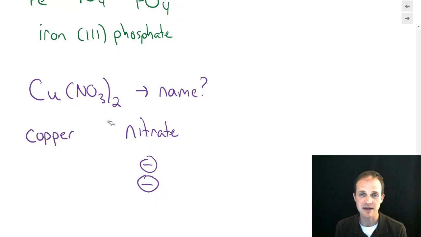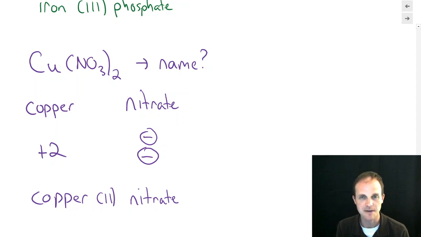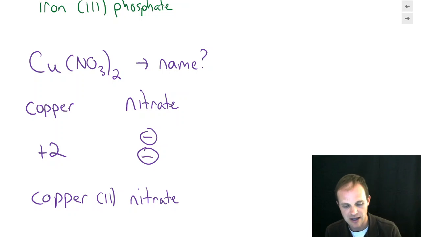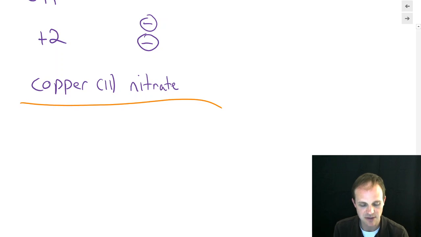In order for that to balance out, what does copper have to be? Well, if I've got a -2, copper needs to be a +2. It's the only way it's going to work out. And so we name this copper 2 nitrate. All right. Copper 2 nitrate. So going from a formula to a name, you've got to figure out your charges so that everything can balance out. Let me do one more example that's not always as easy for some people.